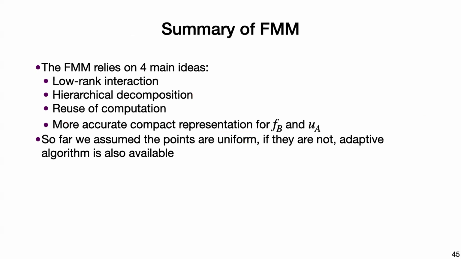So to summarize this part, the FMM has 4 main ideas. This low-rank interaction, so this 3-step approximation, the hierarchical decomposition, and reusing the computation. And the last one is this compact representation, based on not just one point, but an expansion of several terms. There's a lot of work on the FMM, like the original paper is there, but since then there have been many follow-up works, and some of them are working on if the points are not uniform, how do you make the algorithm adaptive and still get a good runtime?